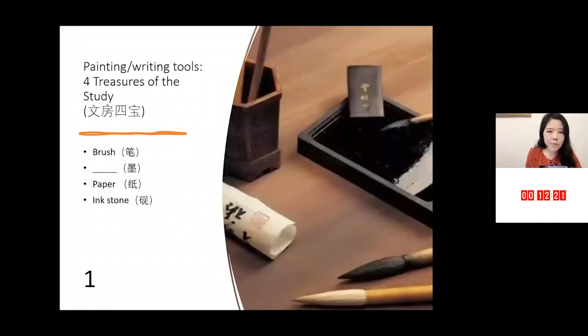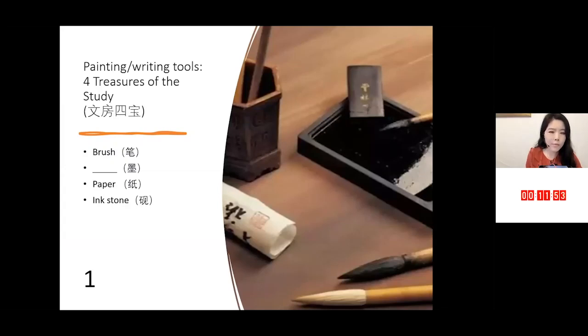What we are looking at are the tools of traditional Chinese painting and calligraphy, called the 4 treasures of the study. The first one is 笔, the brush, and then 纸, the paper, and 砚, the inkstone. 砚 is used as a palette. It is made of stones, so it is quite heavy.